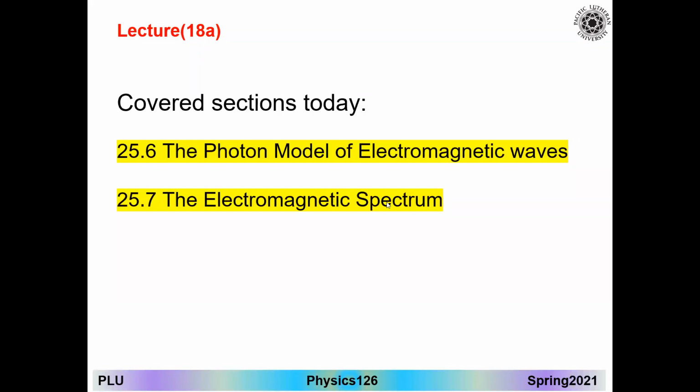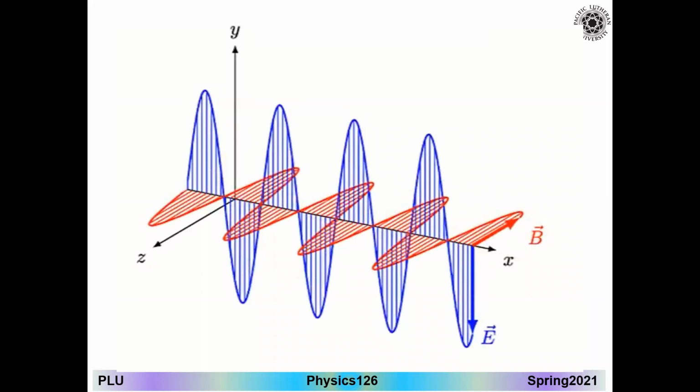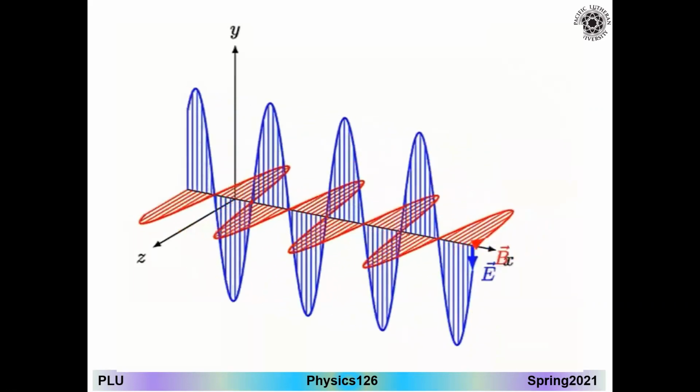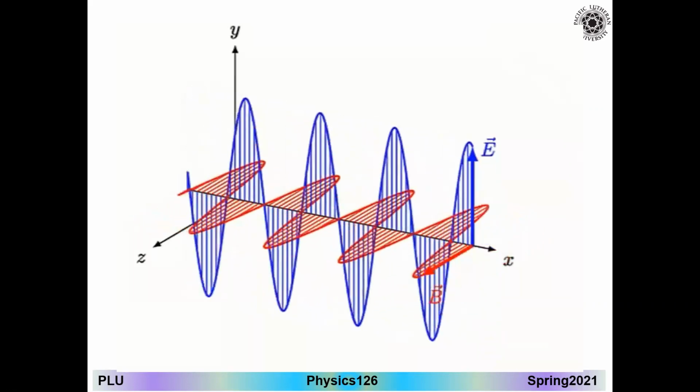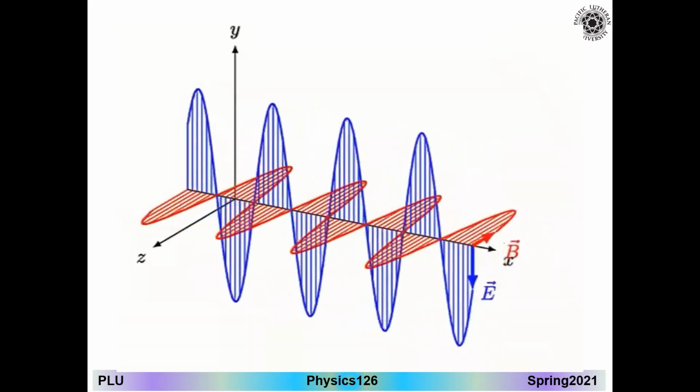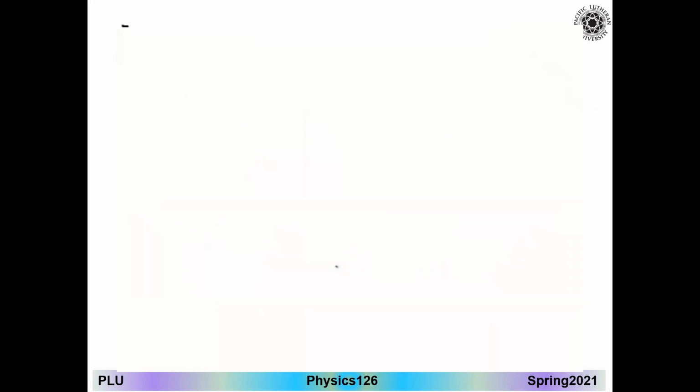Today in our lecture, we're going to learn about the electromagnetic spectrum. So we're going to start where we ended last time, with the electromagnetic wave. Just a quick reminder: electromagnetic waves are created by an electric field and a magnetic field, and they travel in a certain way, perpendicular to each other.